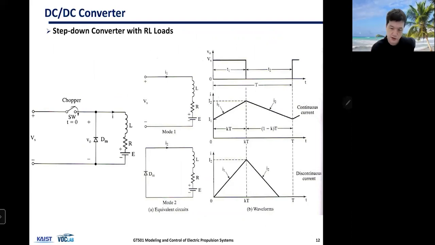By the way, this is a very basic circuit just to explain the key concept of these converters, and the real components or products are more sophisticated than this circuit. Okay.